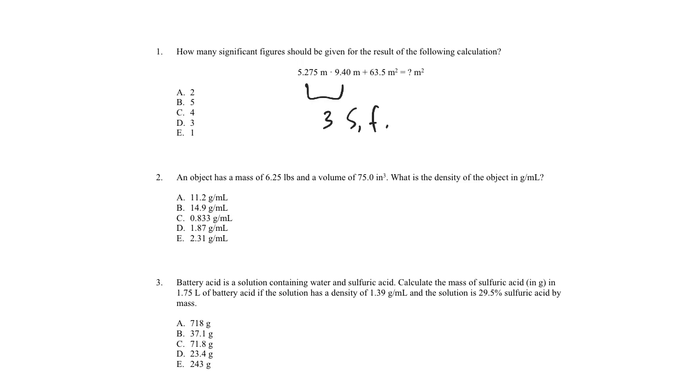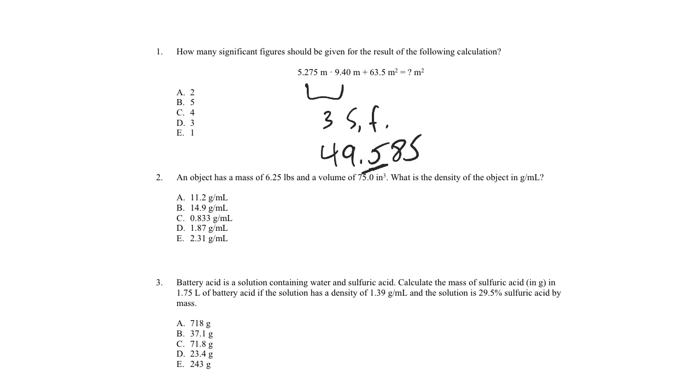5.275 times 9.40, that's 49.5. I'm going to write out the whole thing I see in the calculator because this is good to the tens placeholder. That's the third significant digit.